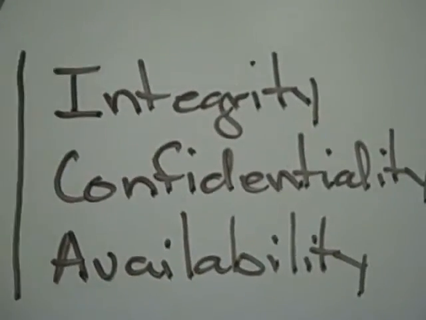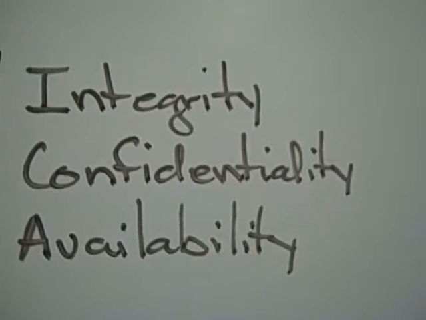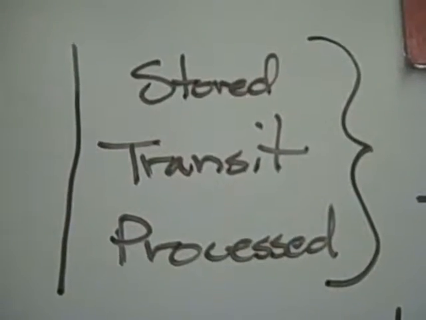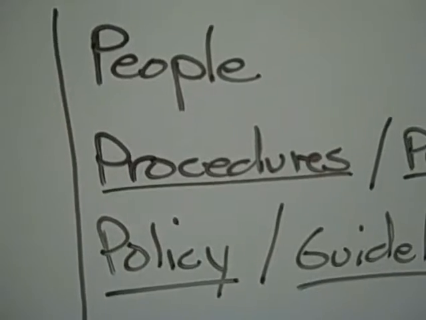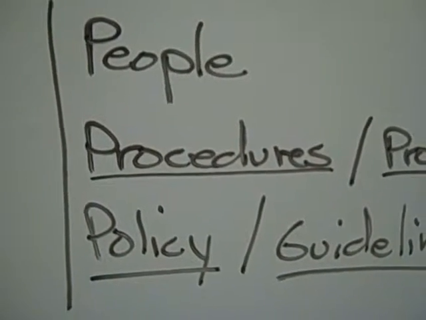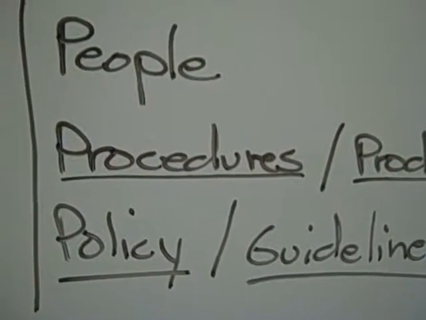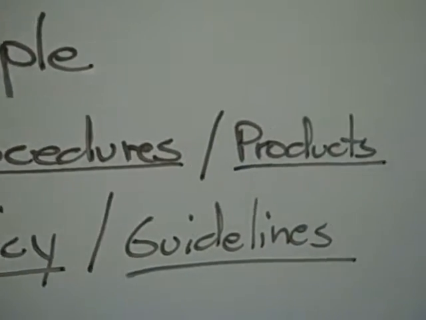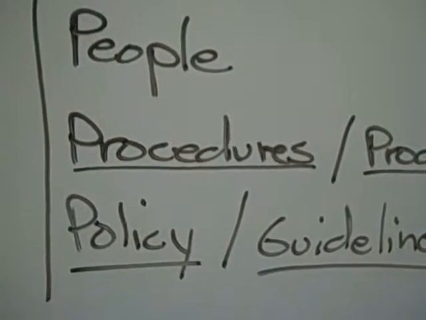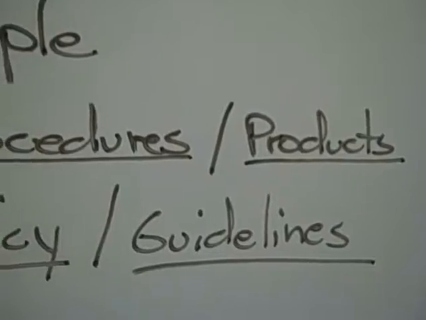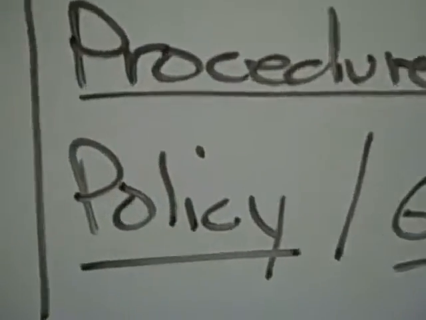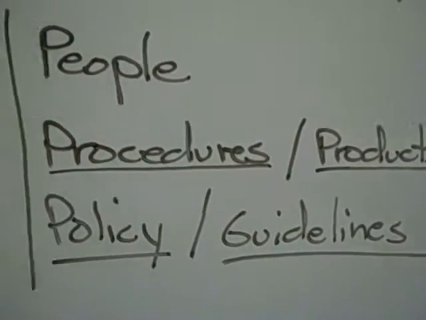So we have three major things in security. These three, where the data is at, and then who and how are we going to secure it. We have people, we have procedures and products, and then we set policy and guidelines. Based on the policy, we have procedures in order to secure the data. Okay?